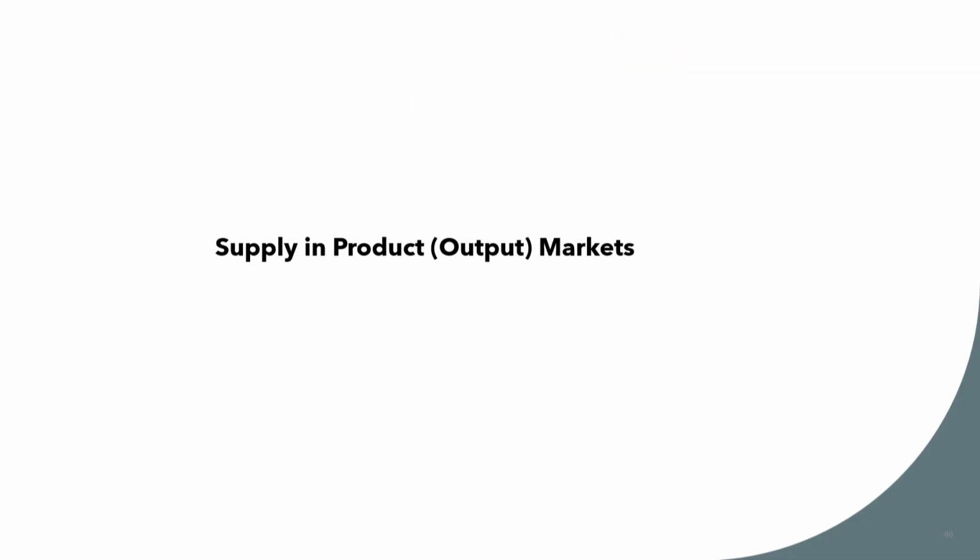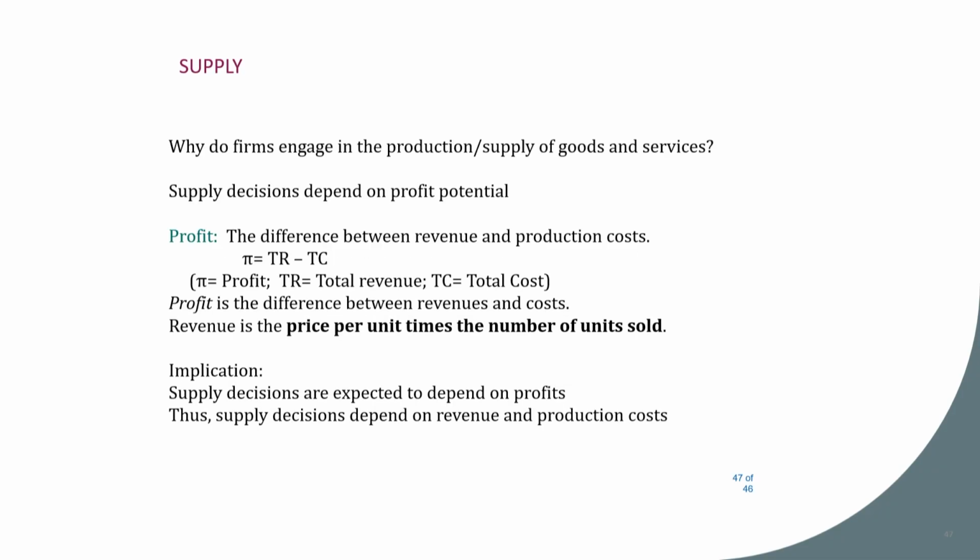Then let us now move to another related theme, that is the supply in the product market. Supply is mainly done by the firms. Firms engage in production and supply of goods and services. An important thing is why firms produce goods and services: because they want to maximize their profit. Profit is defined as the difference between total revenue and total cost.